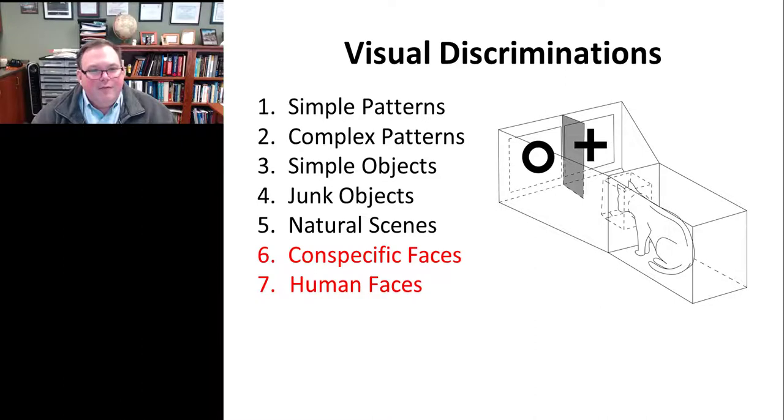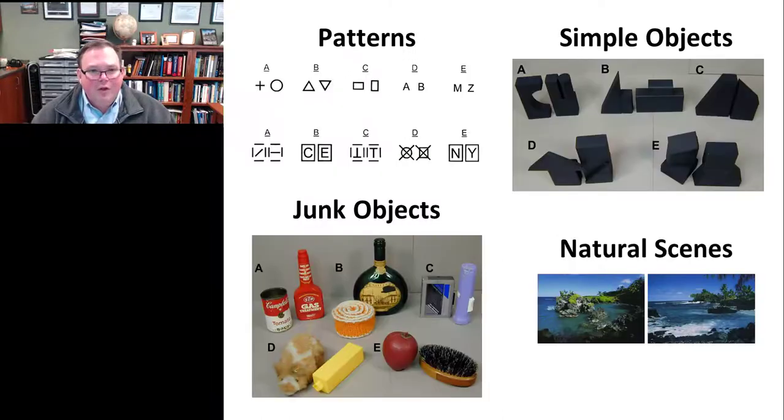First off, basically what we found was the big difference in processing between the congenitally deaf animals and the hearing animals was in the processing of faces. And specifically the learning of faces, conspecific faces and human faces. We didn't see any difference in the learning or recall of the other five different classes of visual discriminations that we looked at. Okay, so these other discriminations were patterns.